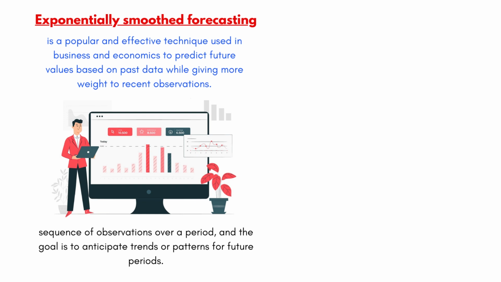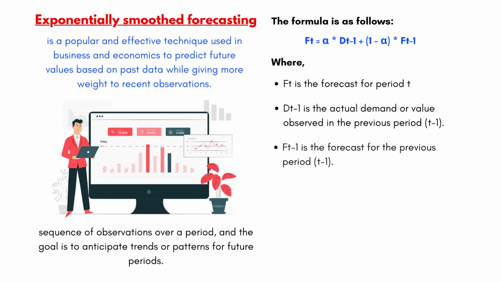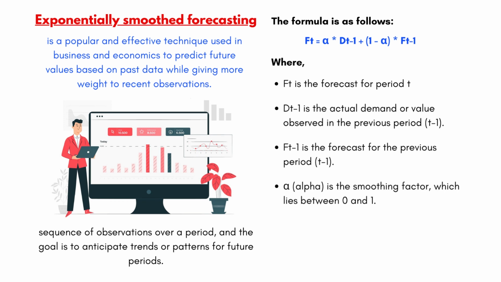The exponentially smooth forecast is derived from a simple formula that takes into account the previous forecast and the most recent observation. The formula is as follows: Ft equals alpha times Dt-1 plus (1 minus alpha) times Ft-1, where Ft is the forecast for period t, Dt-1 is the actual demand or value observed in the previous period, t-1, Ft-1 is the forecast for the previous period, t-1, alpha is the smoothing factor, which lies between 0 and 1.